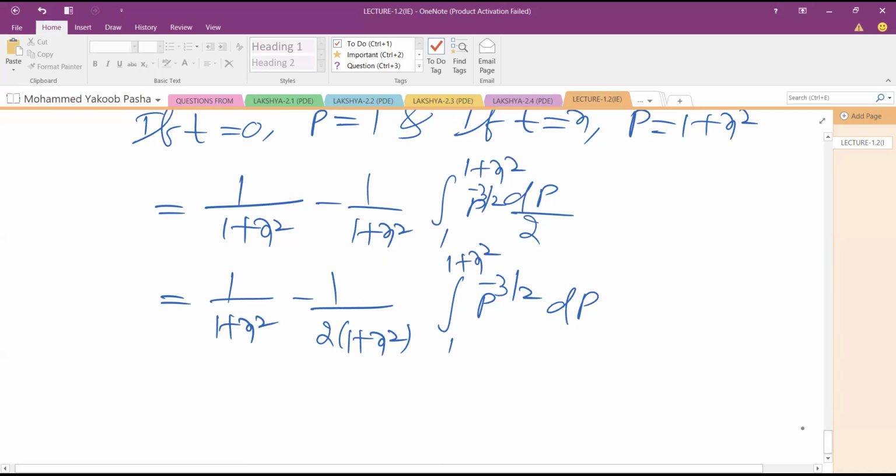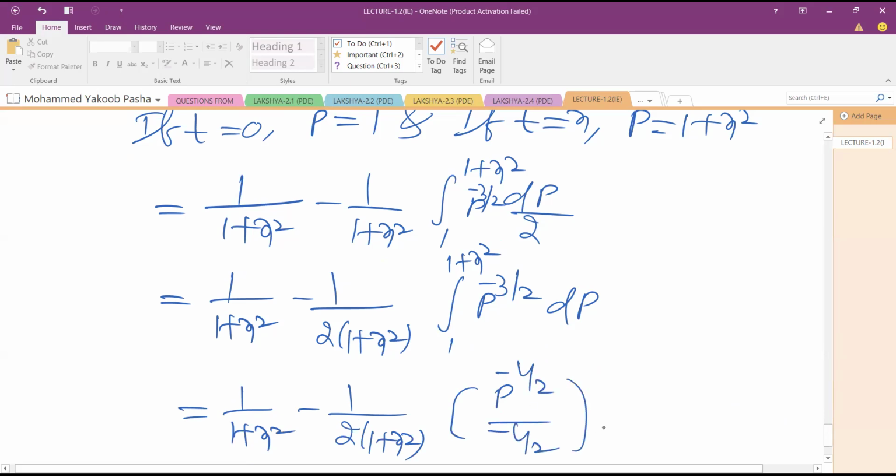Now here I am taking 1 by 1 plus x square minus 1 by 2 into (1 plus x square). Here p power minus 3 by 2 plus 1 means p power minus 1 by 2, divided by minus 1 by 2, where the p limits are 1 to 1 plus x square.